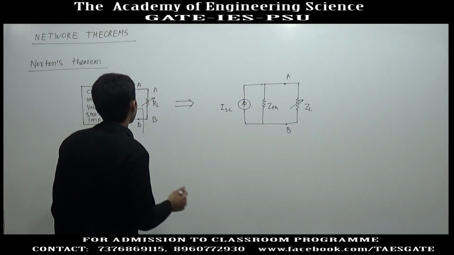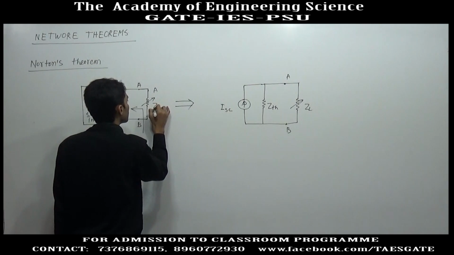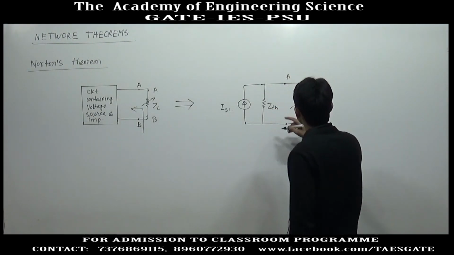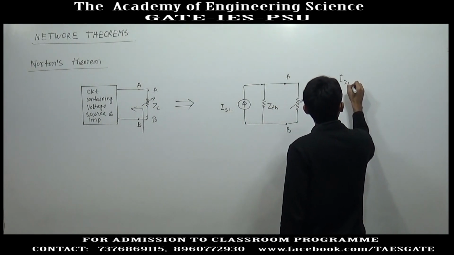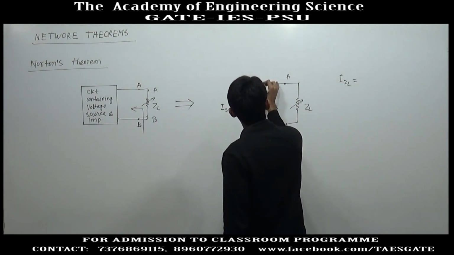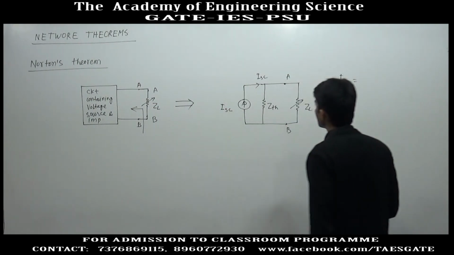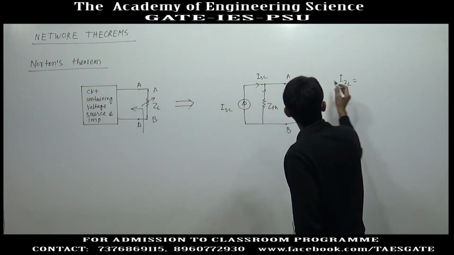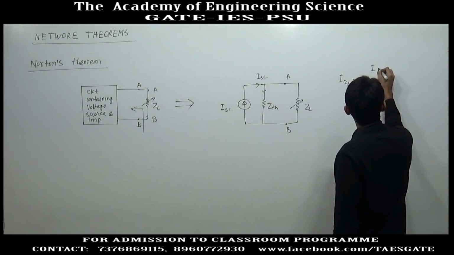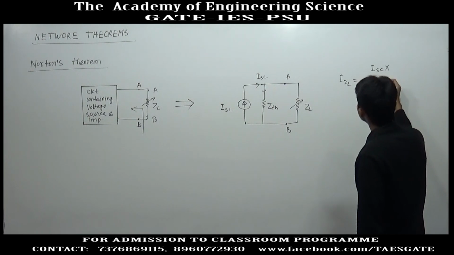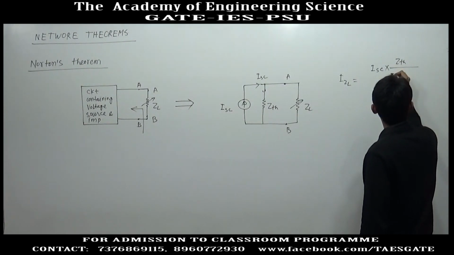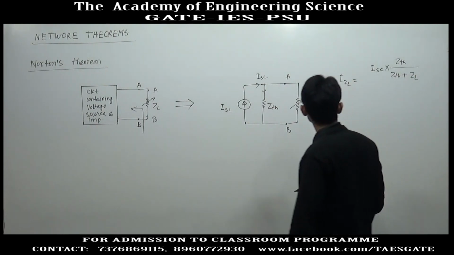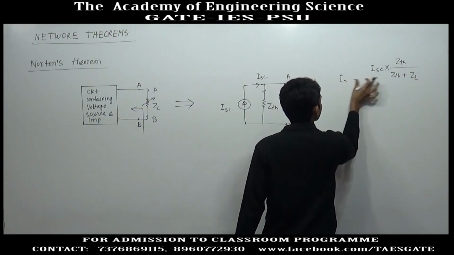So now if we want to find out the current in ZL, it will be supplied by ISC, and there will be a current division. So IZL will be, by the current division rule, ISC into ZTH divided by ZTH plus ZL. This will be the load current.